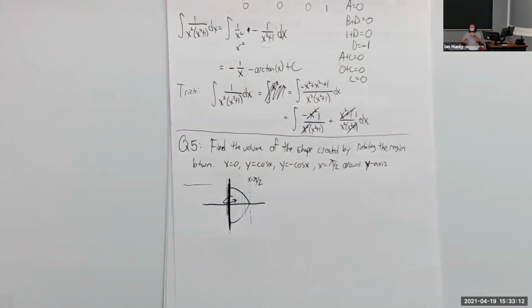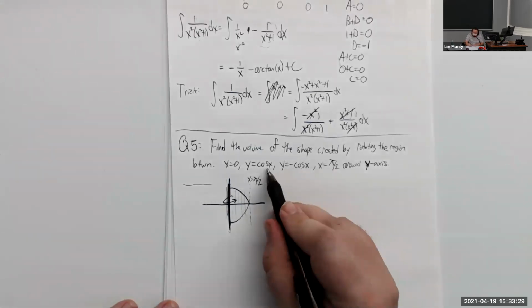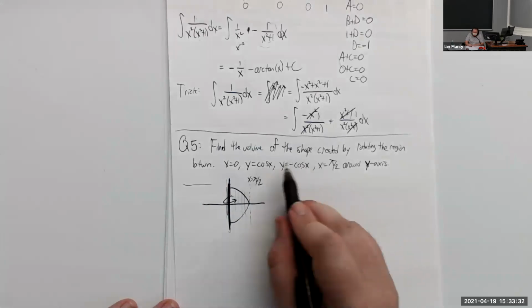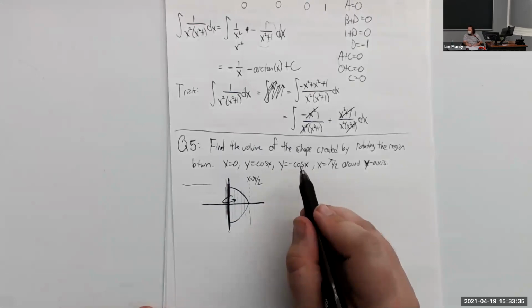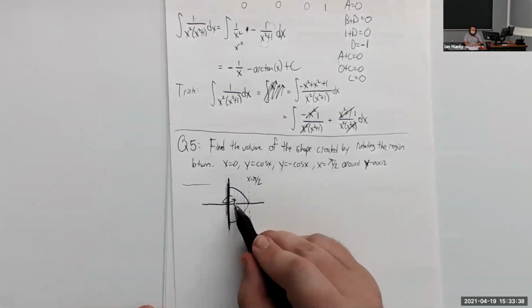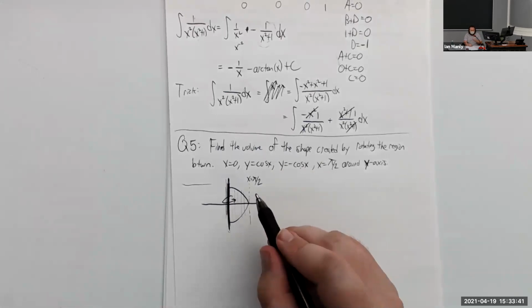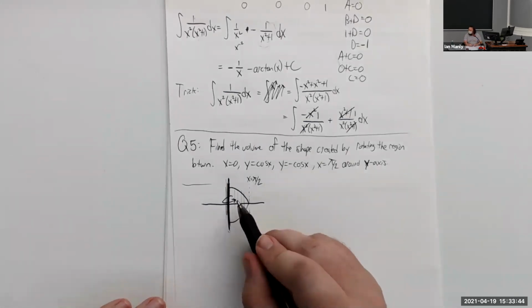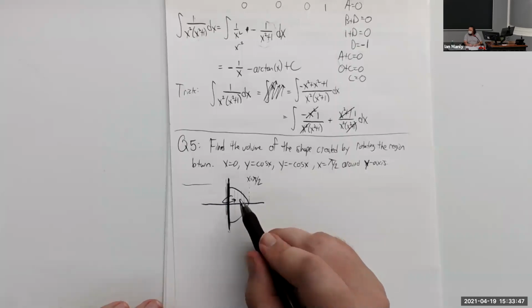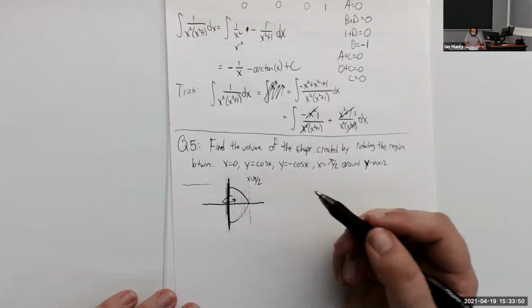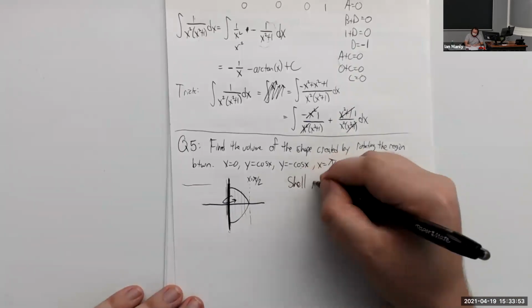Now remember there were 4 different situations for these volumes of revolution problems: functions of x going around the x-axis, functions of x going around the y-axis, functions of y going around the x-axis, and functions of y going around the y-axis. In this one, we have functions of x, because x is the independent variable, and we're going around the y-axis. I like to think of that as opposing variables. So it's going to be the shell method.